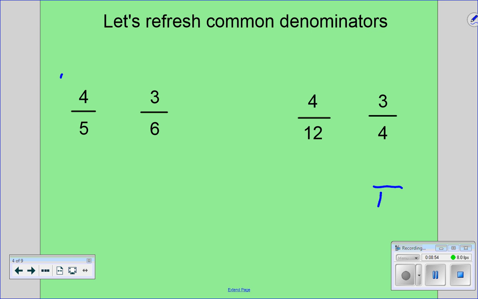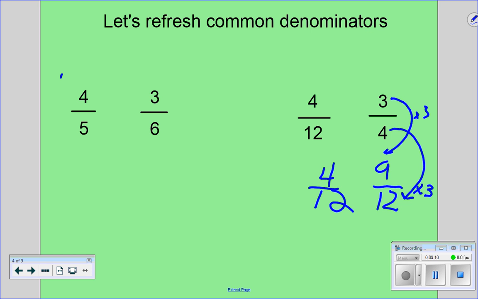I'm just going to change this into a denominator of 12. So how did I get from 4 to 12? What could I multiply by? 3. So what am I going to multiply this by? 3. So that's going to be 9 twelfths, and I'm going to keep this the same. And so my answer would be 9 twelfths.